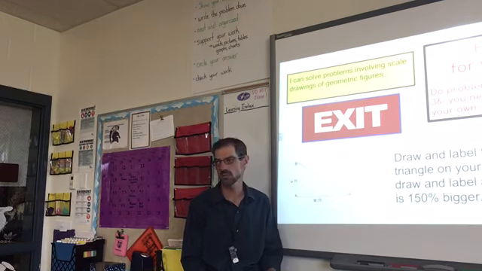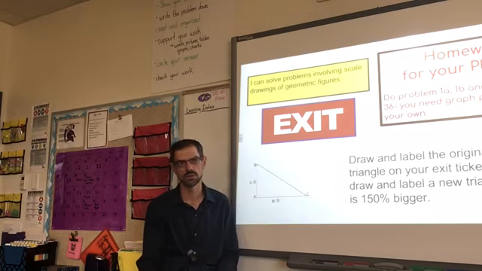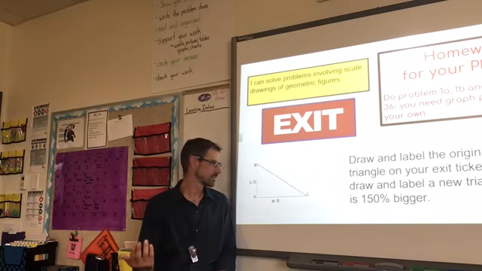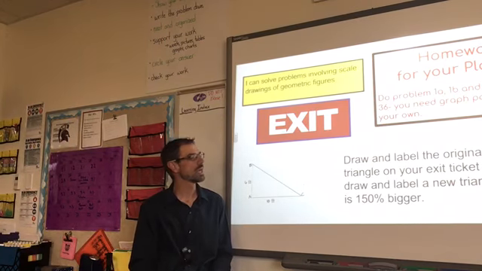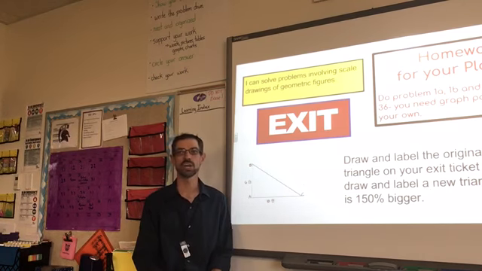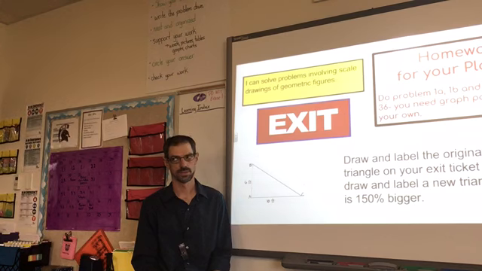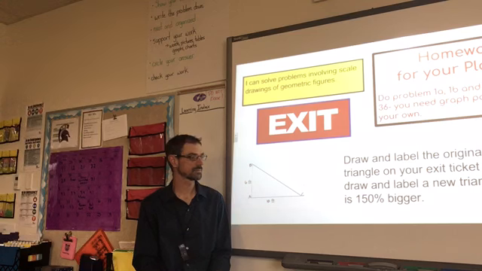So go to that I can statement. We have a geometric figure. It's a triangle, so it's actually a geometric shape. It's 6 feet tall, 10 feet long. And I'm asking you to draw a new triangle that's 150% bigger. 10 wide or long, 6 high.